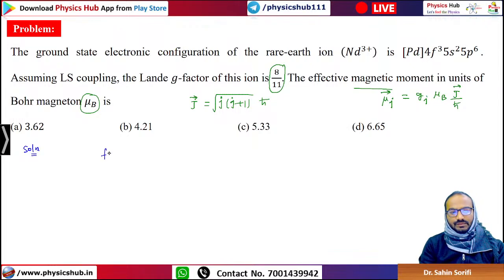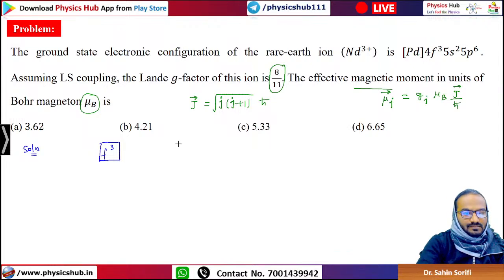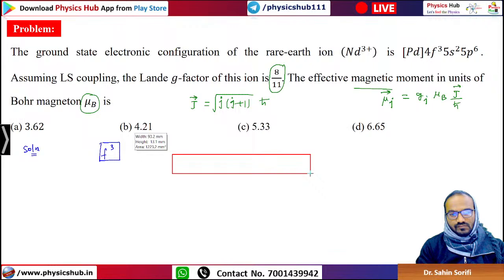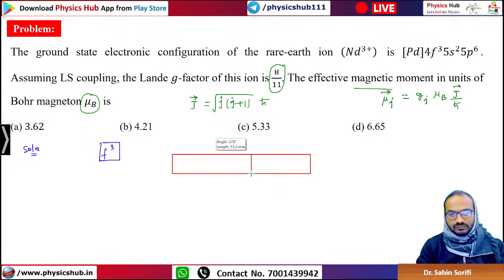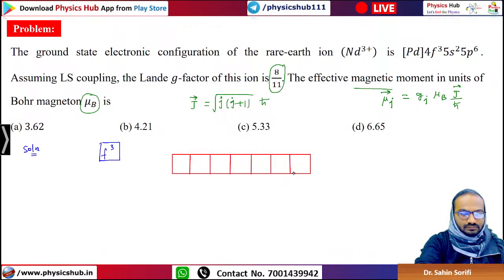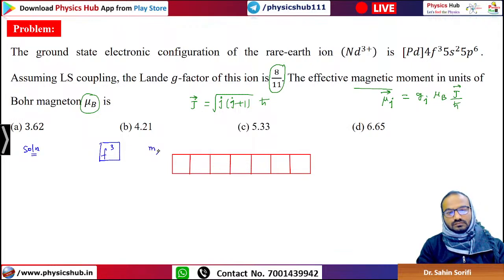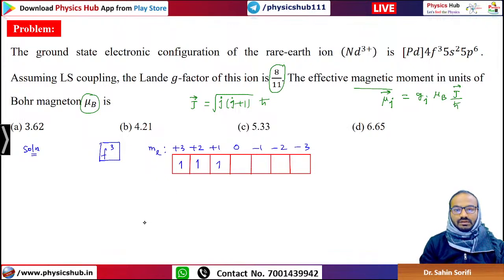So here we have to deal with 4F3. F, how many subcells does it have? 7, right? Plus 3, plus 2, plus 1, 0, minus 1, minus 2, minus 3. F3: 1 electron, 2 electrons, 3 electrons. So you got the value of S.